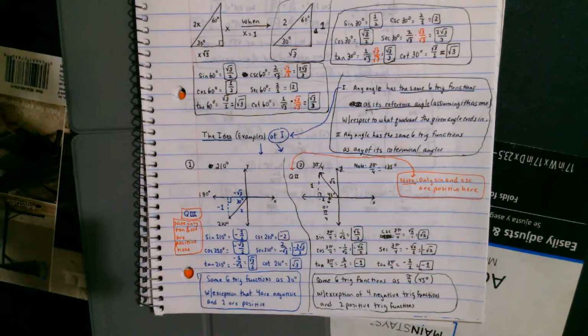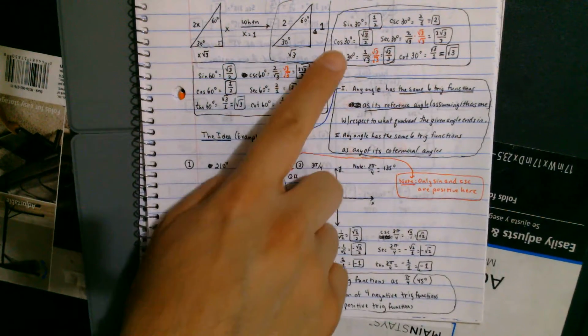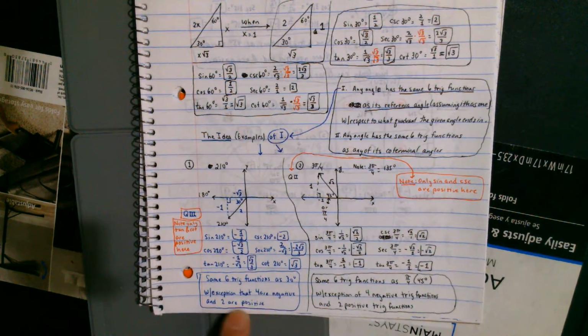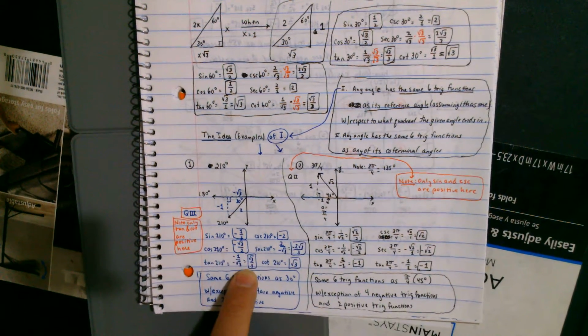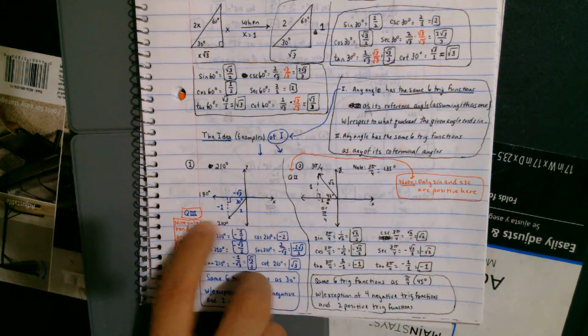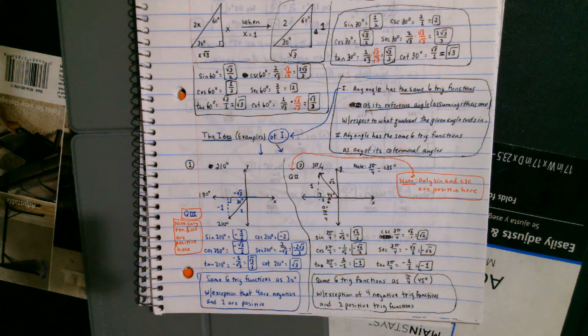So ultimately, this is the same six trig functions as for 30, with the exception that four of them are negative and two of them are positive. So these four are negative. Really the only one that's positive here is tangent, and its reciprocal, cotangent. So in quadrant number 3, only tangent and cotangent are positive. But they're the same six answers, because essentially you're in the same triangle, except the adjacent or the opposite side could be negative, depending on where you are.